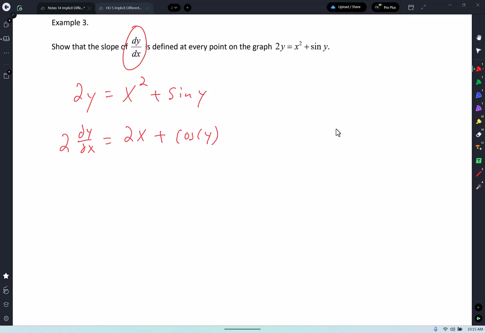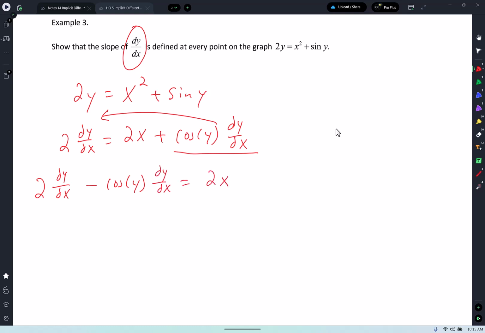Cosine y, but it wasn't an x, so what do I put next to it? Dy dx. You're done with calculus. Everything else is now just what? Algebra. Get the dy dx's together on one side. I'm going to move this dude right here to the left. So I'm going to write 2 dy dx minus cosine y dy dx equals 2x.